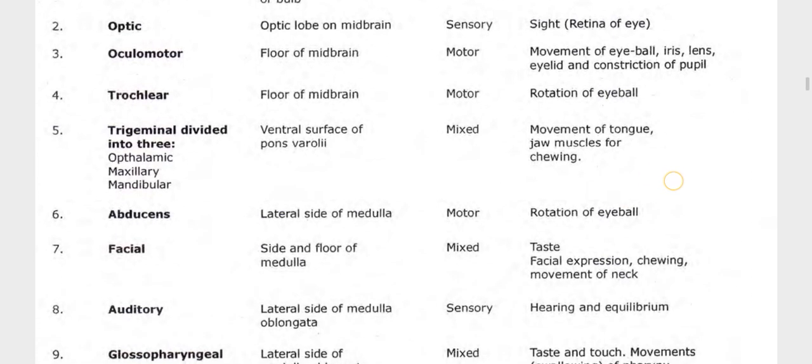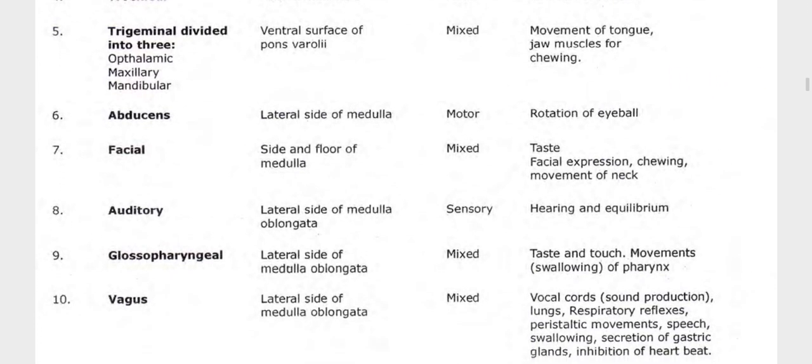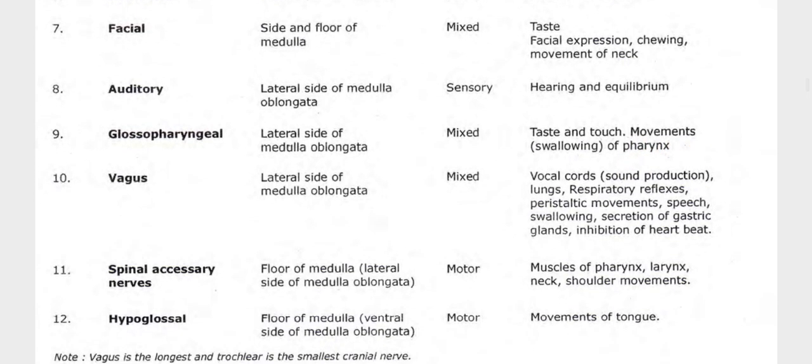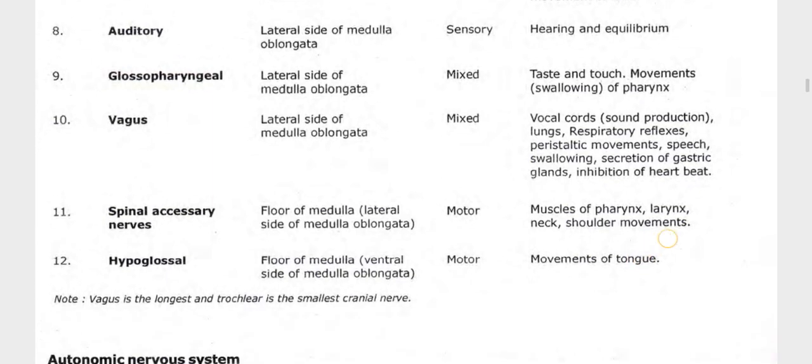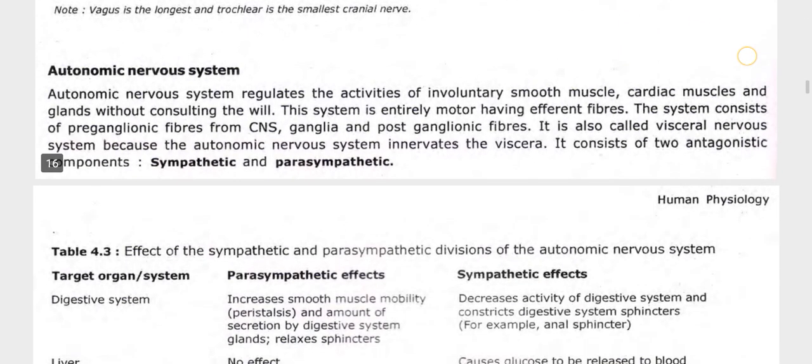and like that, facial, auditory, glossopharyngeal, vagus. Then spinal accessory nerves, hypoglossal. Vagus is the longest and trochlear is the smallest cranial nerve.